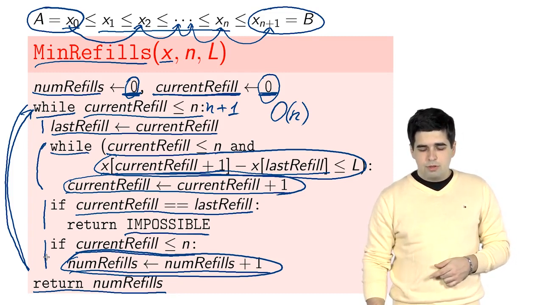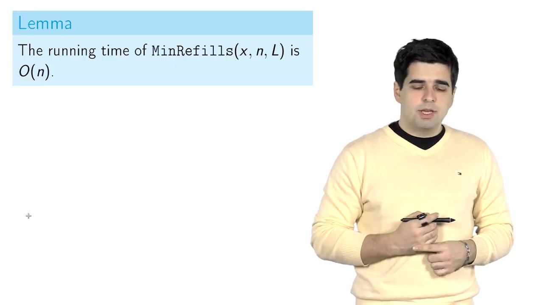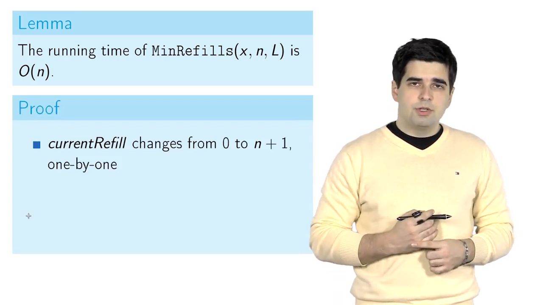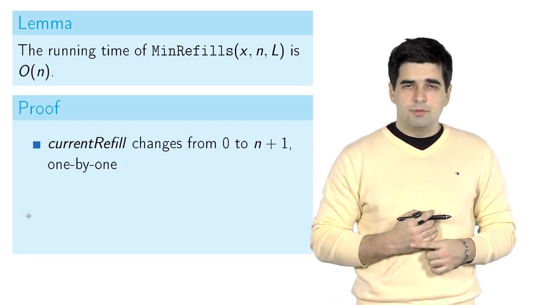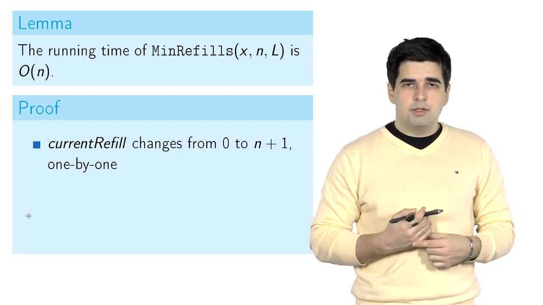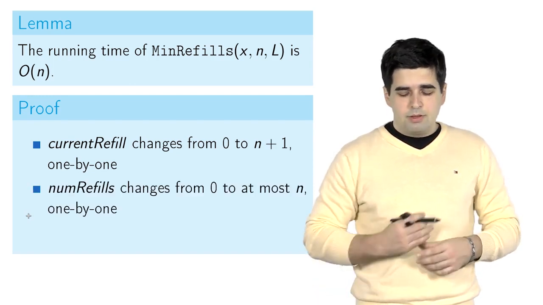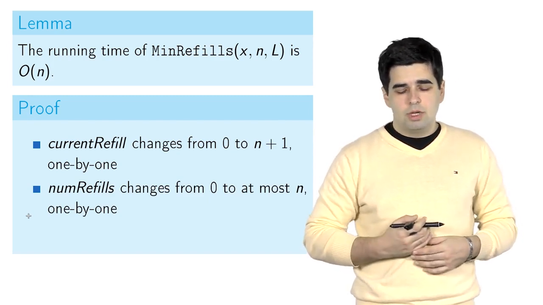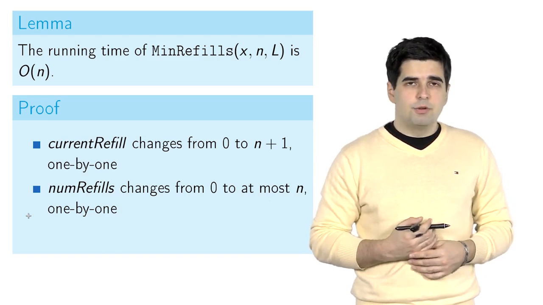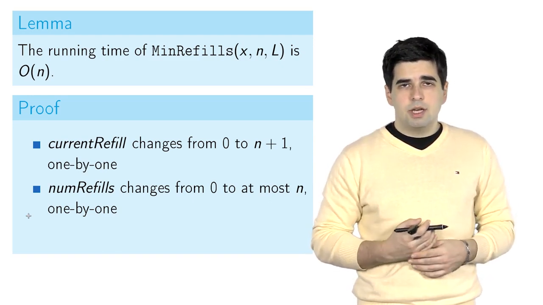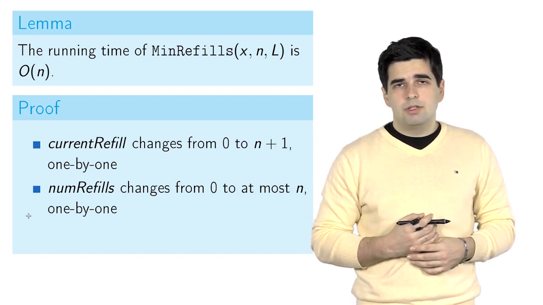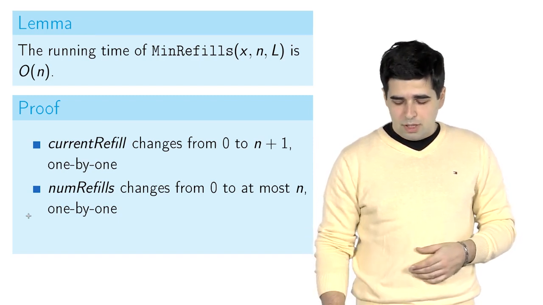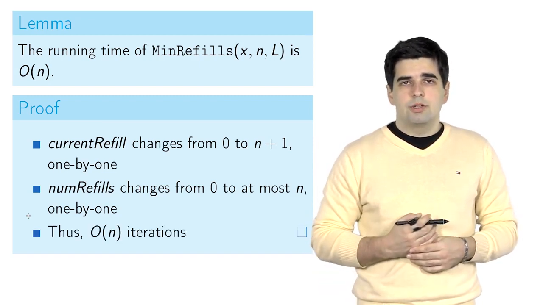Let's go through this proof once again. The lemma says that the running time of the whole algorithm is big O of n, and we prove this by first noticing that the current refill variable changes only from 0 to at most n+1, and it changes always one by one, that the num refills variable changes from 0 to at most n, and it also changes one by one, so both these variables are changed big O of n times, and everything else that happens is constant time each iteration of the external loop, and there are at most n+1 iterations of the external loop. Thus, our algorithm works in linear time.